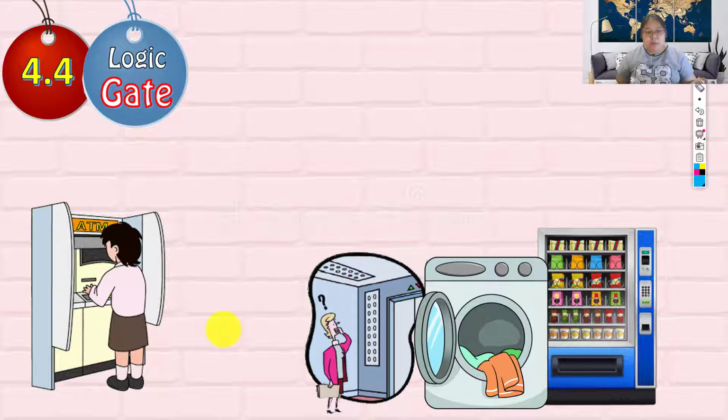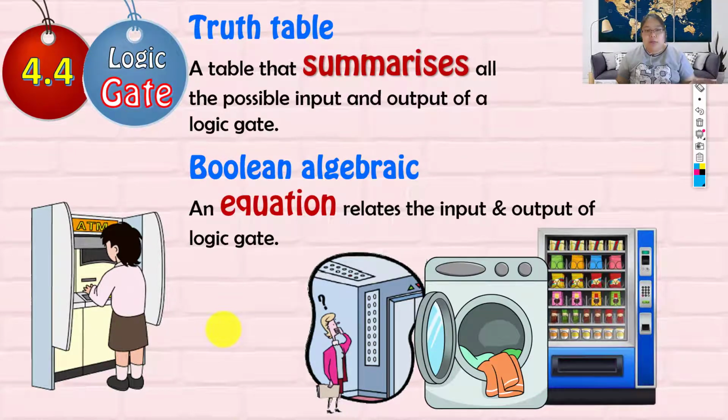Next, I want to relate something about the logic gate. Although you see the 0 and 1, you must have a truth table or some summaries to explain it. A truth table is a summary of the possible inputs and outputs of the logic gate, so the table must summarize either 0 or 1 for the output. Boolean algebra is an equation related to the input and output, in the form of an equation. Later we see what Boolean algebra is and what truth tables are.